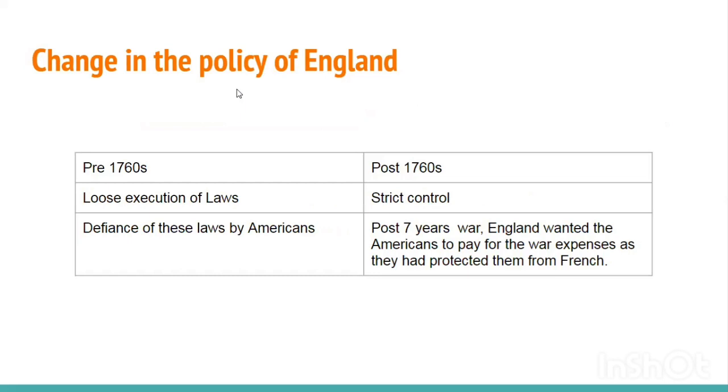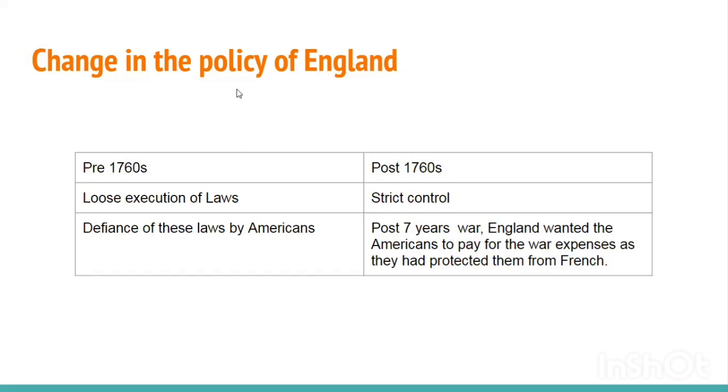Before 1760, that is before this Seven Years' War or this French issue, though the colonies were ruled by Great Britain, the laws that were introduced were loosely executed. The laws were not executed in a strict manner. Even though Americans breached those laws, they were not held responsible or punished. But after 1763, the control of the British over these colonies became more and more stringent.